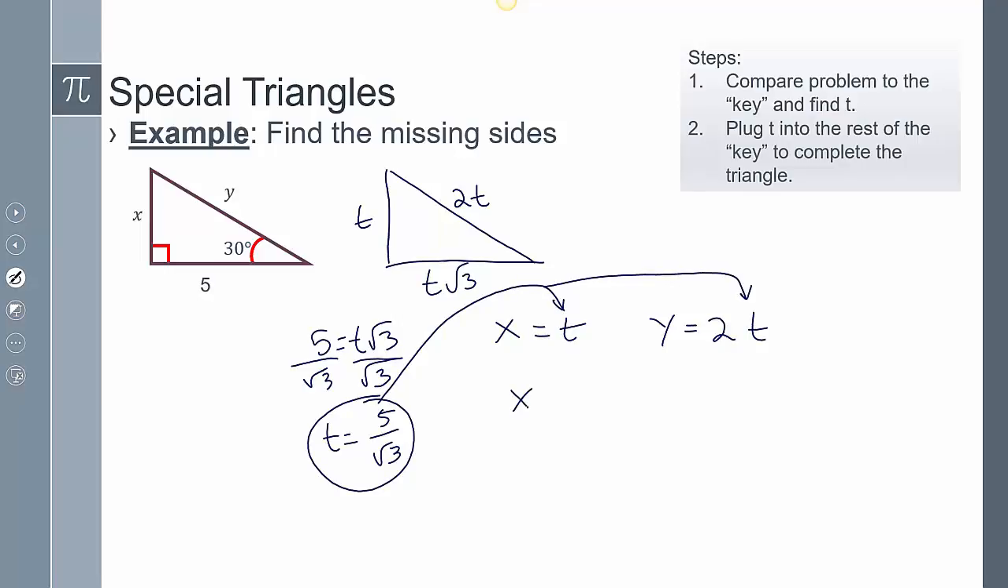And so now I can take this and I can plug it back in to both of these. And so I'm going to get x equals 5 over root 3, which if I wanted to rationalize it, that's going to be 5 root 3 over 3. And then here I can say y equals 10 over root 3, which is going to be the same as 10 root 3 over 3.